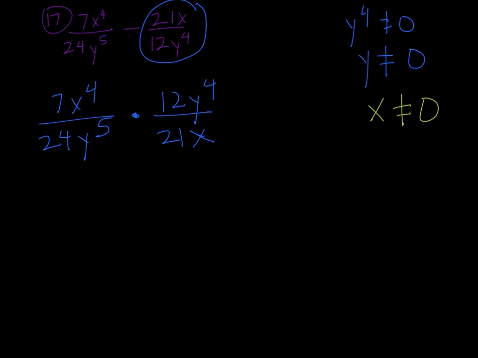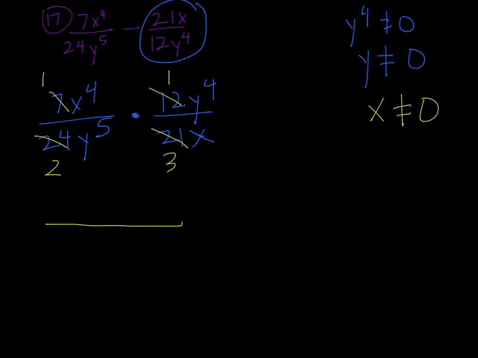Now, I'm going to first simplify 7 and 21, because 7 over 21 can be simplified: 7 divided by 7 is 1, 21 divided by 7 is 3. So this is what you kind of see on my answer key. If I look, 12 over 24 can be simplified. 12 divided by 12 is 1, and 24 divided by 12 is 2. So I'm actually going to multiply this across.